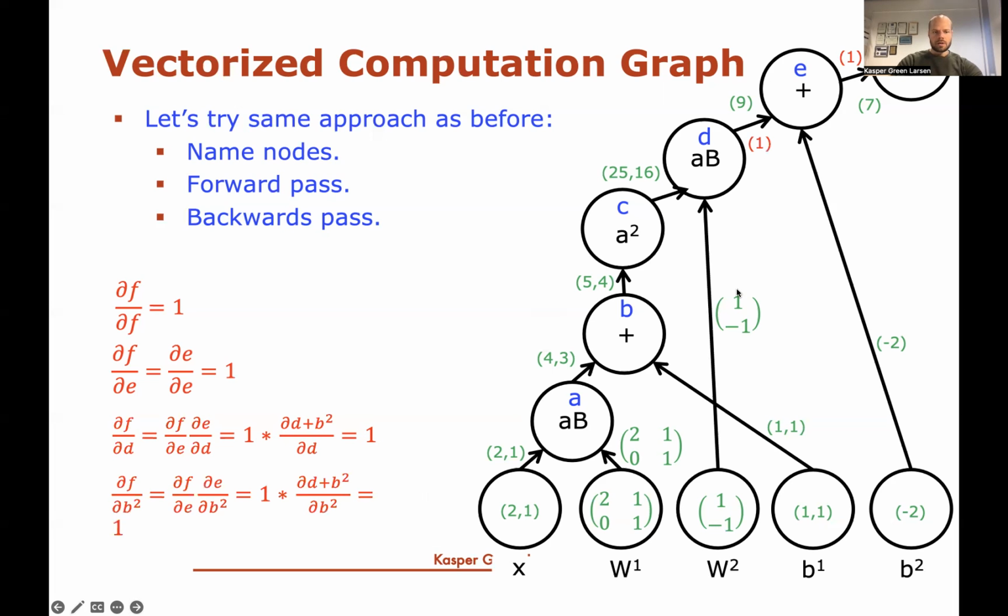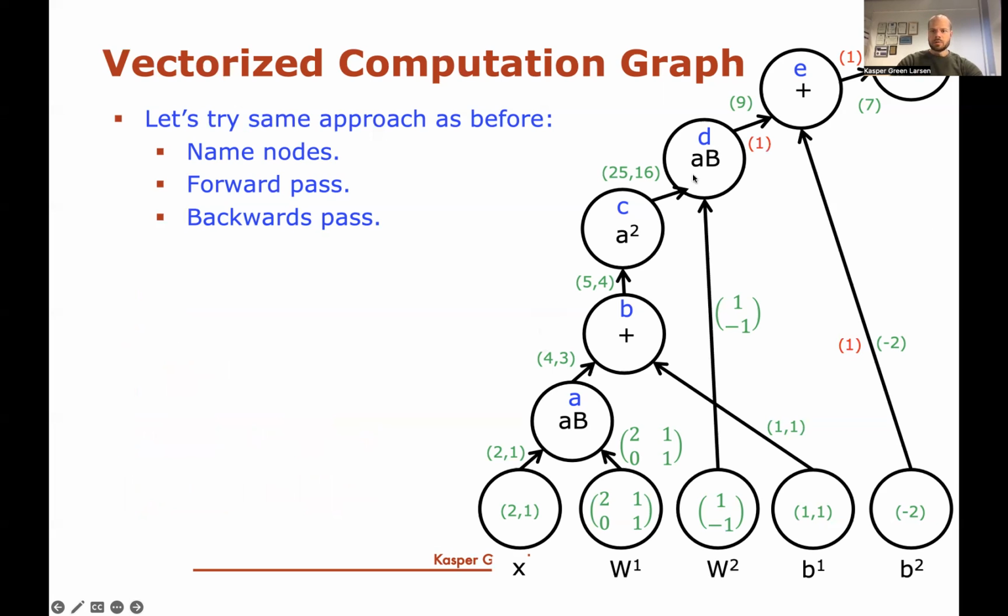We can also do the partial derivative of f with respect to b2. So chain rule, it's the partial derivative of f with respect to e, so we take the node above it here, times the partial derivative of e with respect to b2. We already have this value here, the partial derivative of f with respect to e, that's 1. And the sum d plus b2 with respect to b2, that's just 1. So we get a 1 on this edge too. So far so good. Everything has been the same as before.